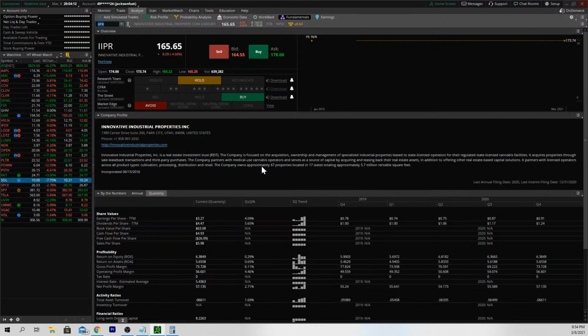But getting back to the company description here, it says they're focused on the acquisition, ownership, and management of specialized industrial properties leased to state licensed operators for their regulated state licensed cannabis facilities. That is a little bit of a twist. So it acquires properties through sale leaseback transactions, third-party purchases, and so on. They own 67 properties located in 17 states, totaling approximately 5.7 million in rentable square feet, which again relates to, as it's set up here, cannabis facilities. And I'm assuming they're based out of Park City, Utah. Hell of a place for a cannabis company to be.